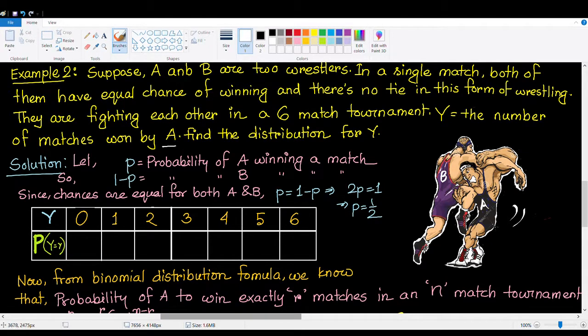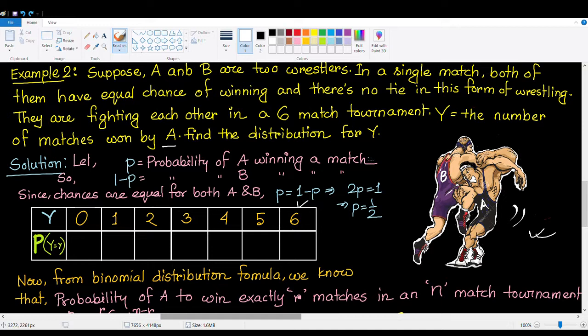Okay, so you see this is A, this is B, and they're fighting. We'll start with finding the set of random variables. So we'll start with defining the random variables. Okay, so we know that the minimum number of matches won by A is 0, and the maximum is 6. So 0, 1, 2, 3, 4, 5, 6 are the possible numbers of matches won by A.